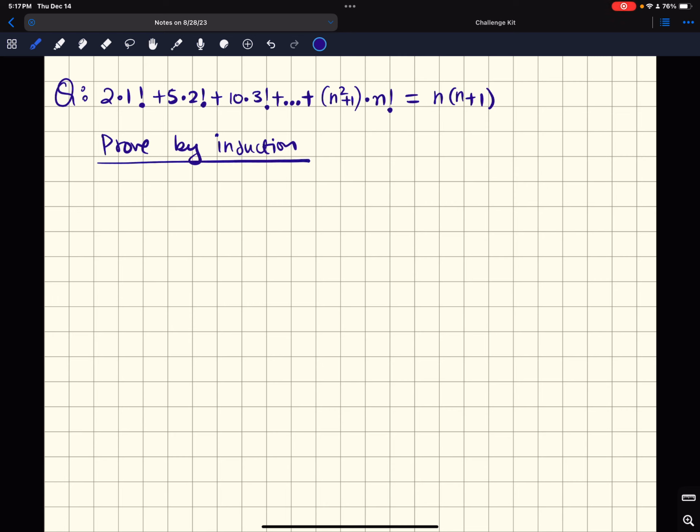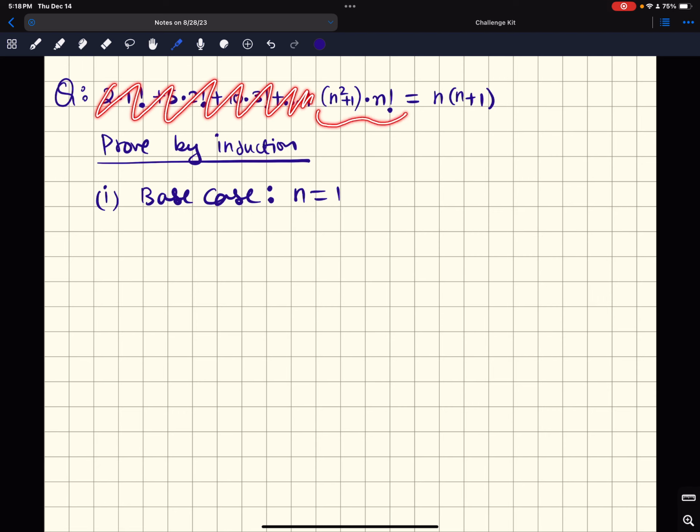Okay, so for induction we have to check the base case, which is n is equal to 1. So we're going to plug in n is equal to 1 here. We're not going to care about this part here, so ignore this part and just plug it in here.